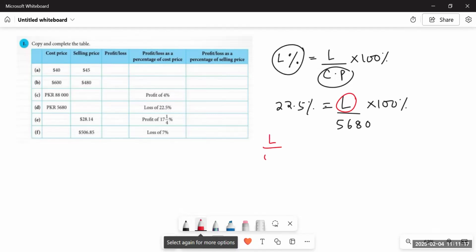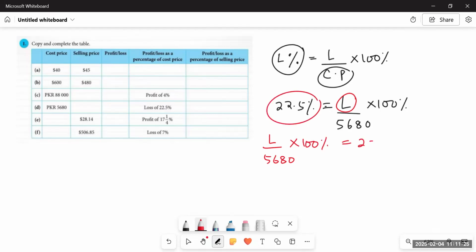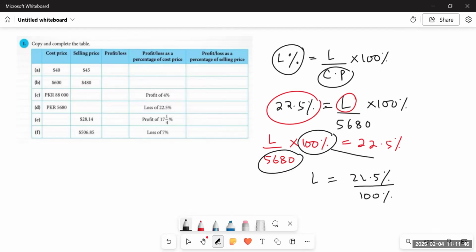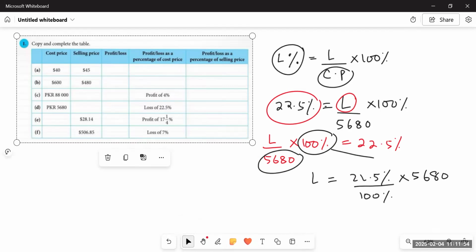We'll write L upon 5680 multiplied by 100% on the left hand side, and we'll write 22.5% on the right hand side. Why am I doing this? Because it makes our calculations way easier. Now we will remove 100% from here. Since 100% is multiplied to L over here, we'll divide it on the right hand side. So it would be 22.5% upon 100%, right? And then we are dividing 5680 with the loss on the left hand side, so it will get multiplied on the right hand side, and it would be 5680 on the right hand side, right?